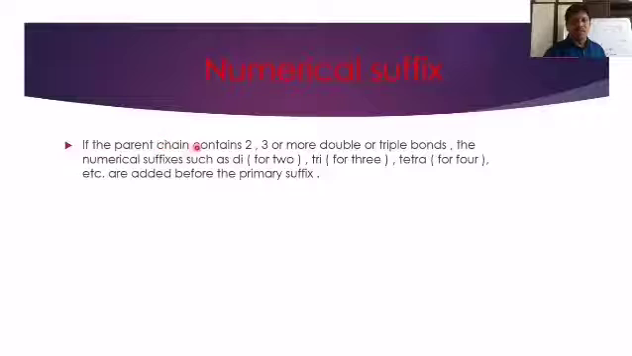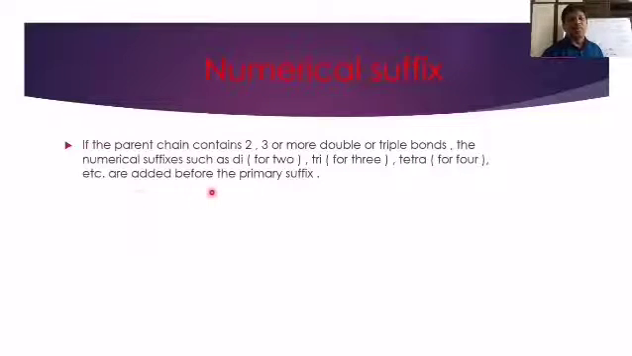So if the parent chain contains 2, 3 or more double or triple bonds, the numerical suffixes such as di for 2 bonds, tri for 3 bonds, and tetra for 4 bonds, etc. are used.